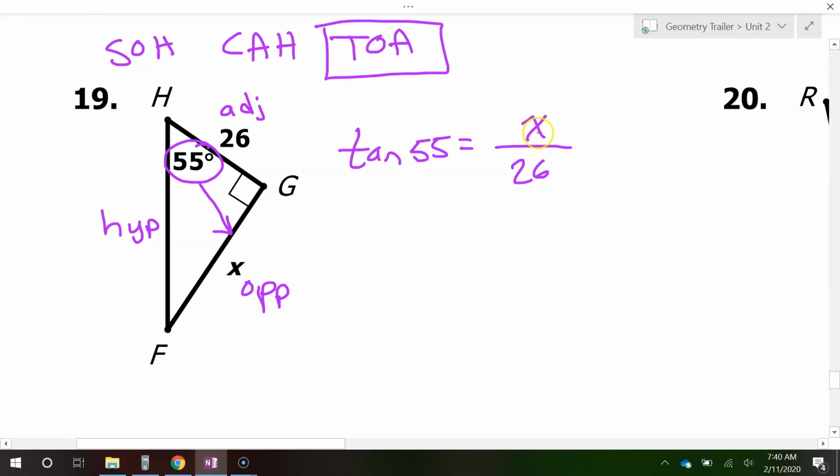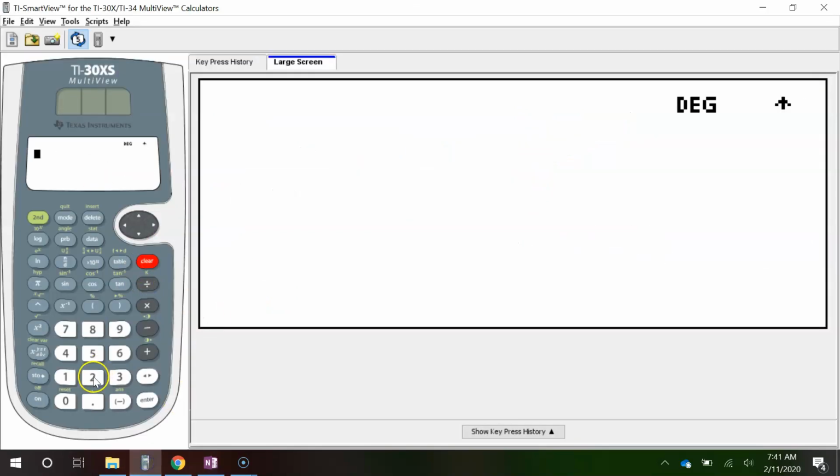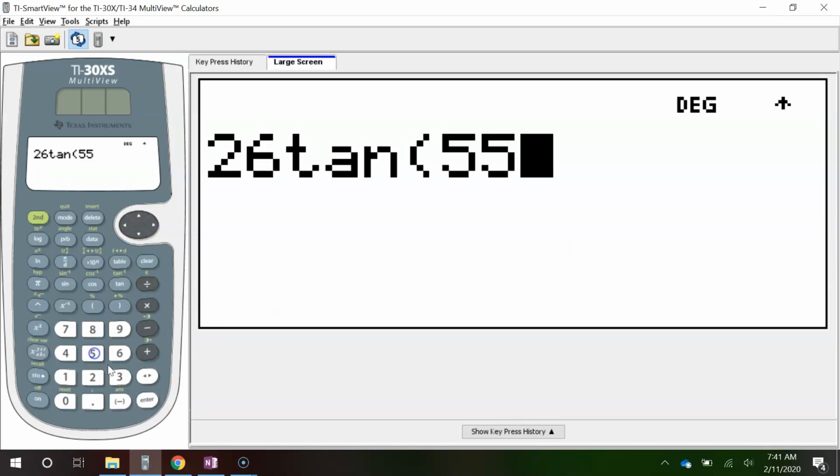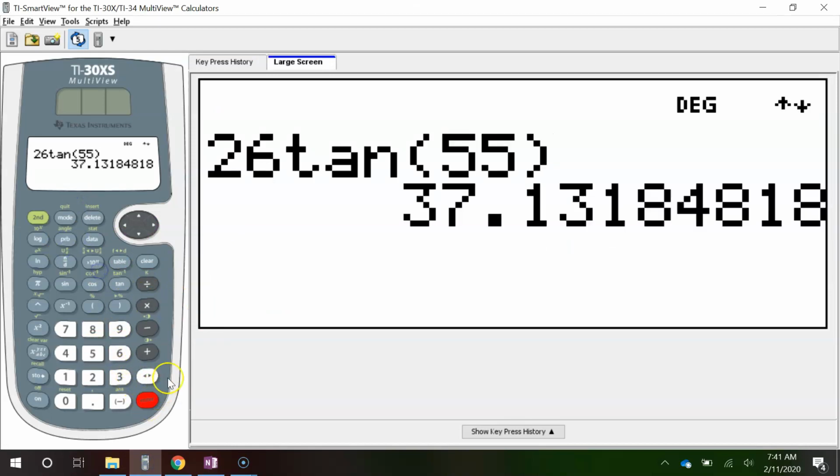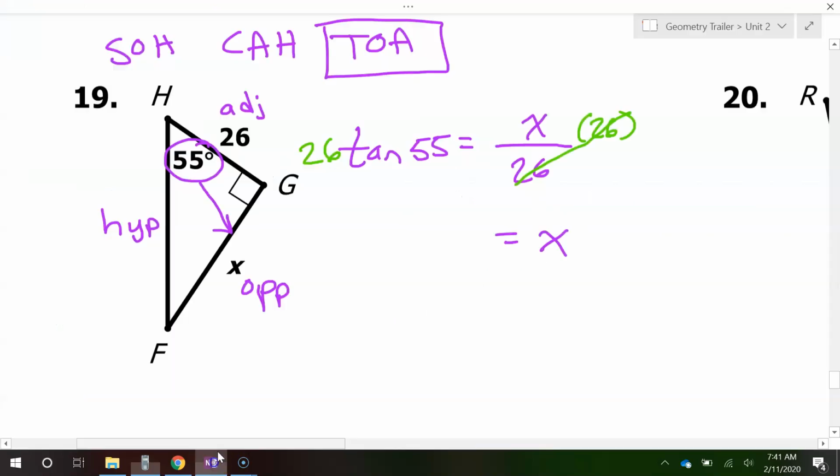Well, when the variable is in the numerator, this is when you multiply. So we multiply both sides by 26. That way these cancel each other out. And that gives us the final answer, because x is now by itself. So 26 tangent 55. 37.132. Got to round up. 37.132.